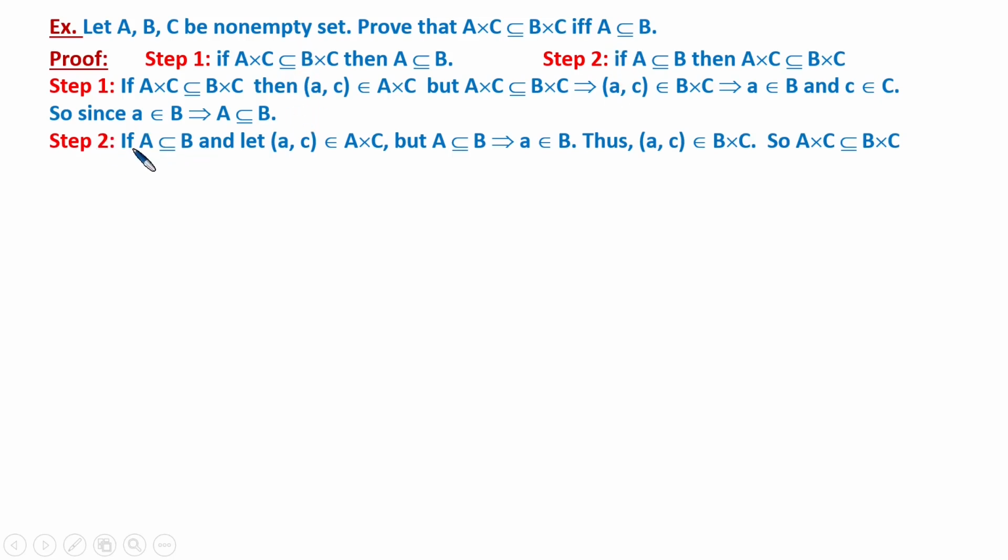So now the other way around, step 2: if A is a subset of B, then let A comma C belong to A cross C. But we have taken A as a subset of B, which implies that A belongs to B. And since A belongs to B, I can write that A comma C belongs to B cross C. And since A is a subset of B, I can write that A cross C is a subset of B cross C. So we could prove that because A is a subset of B, we have this. So thus we prove this statement.